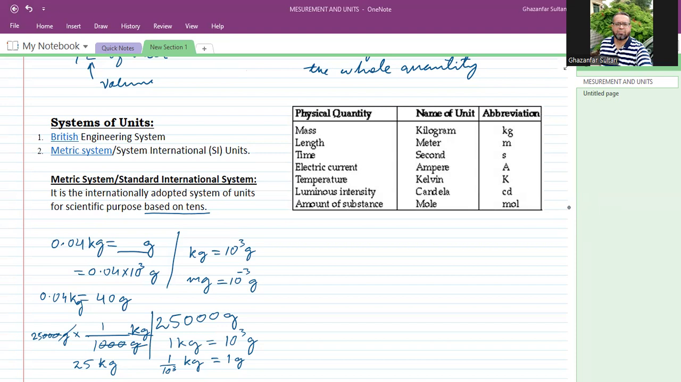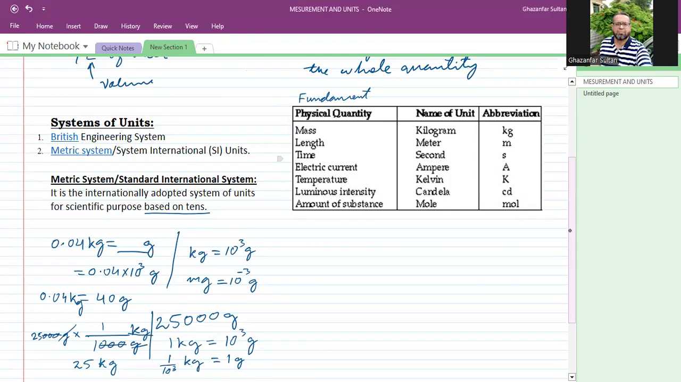Okay, I was telling you that there are two types of quantity: fundamental quantities and derived quantities. Fundamental quantities have a single unit. What does it mean? When I tell you about derived units, it will be more clear. So these are the fundamental units. Mass: the standard unit is kilogram, and its symbol is small k and g.